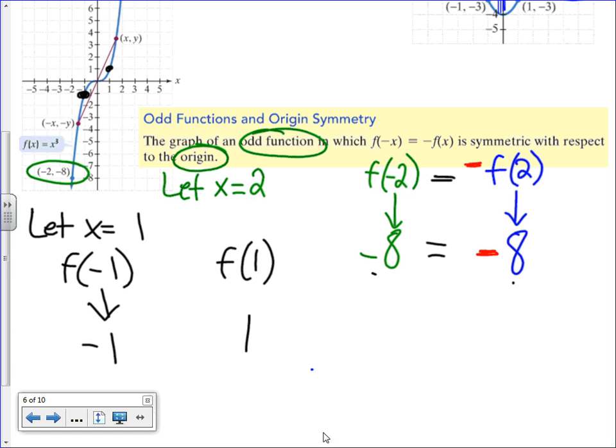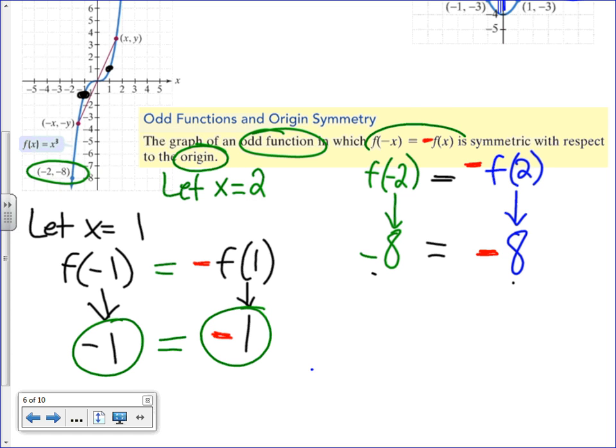Positive 1, very good. Now, we don't want to compare it to that. We want to compare it to the opposite of that one. Remember? The opposite. So, the opposite of 1 is negative 1. Now, can we say that these two numbers are equal? Yes, they are equal. So, what it means is that it satisfies this condition, f of negative x is equal to the opposite of f of x. Okay? So that's how you could test numerically, graphically. And the previous slide we tested algebraically.